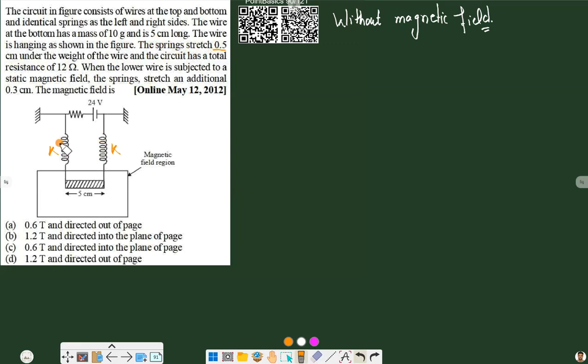So the total restoring force of these two springs will be upward, and the weight of the wire is downward, that is mg. So we can say twice kx is equal to mg. Now, the weight of the wire is given as 10 gram. We know the extension in the spring, that is 0.5 centimeter. So we can find the value of k. So it will be twice k into 0.5 by 100 is equal to 10 gram, mass of wire into kilogram, into gravity.